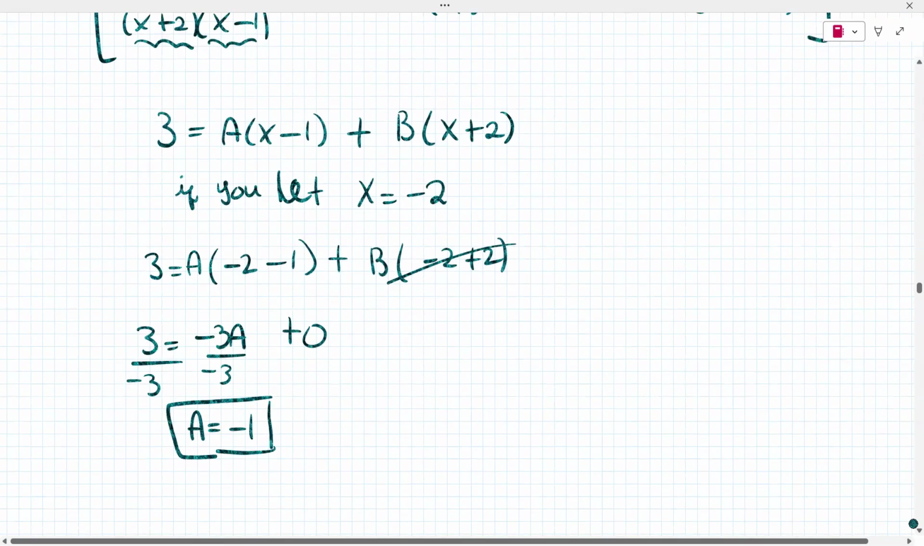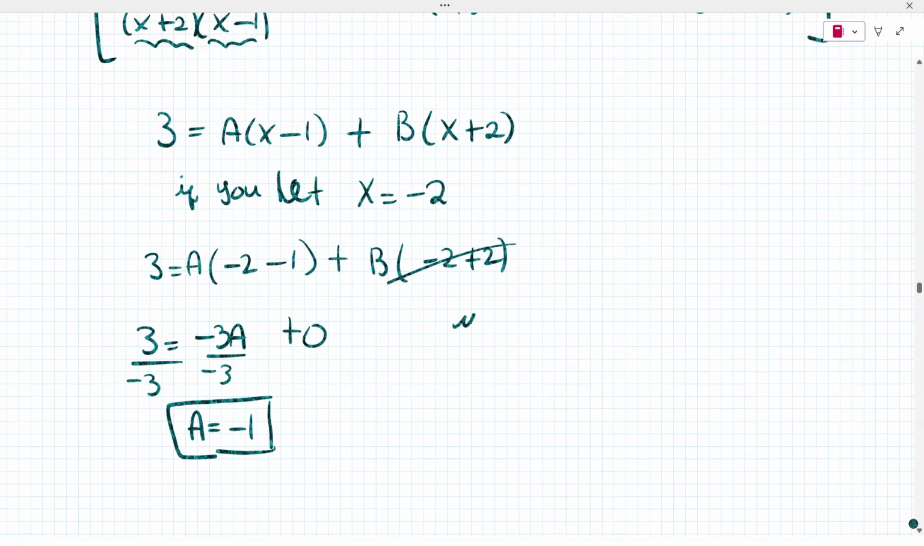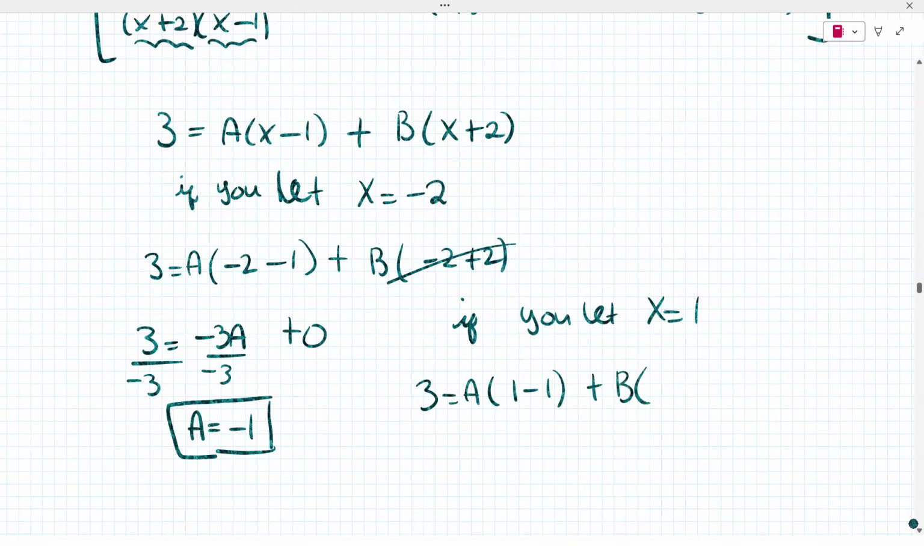Okay, now let's find b. To find b, let x equals positive 1. You're going to get 3 equals a times 1 minus 1, plus b times 1 plus 2. So the a term cancels, and you're left with 3 equals 3b. Solve for b, divide both sides by 3, and you get b equals 1.